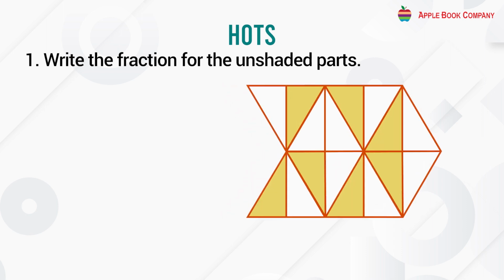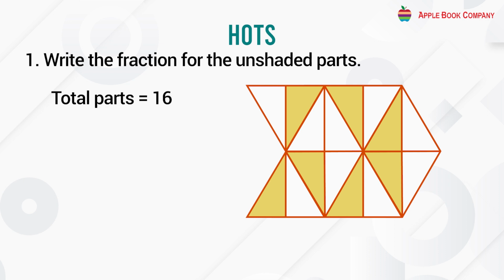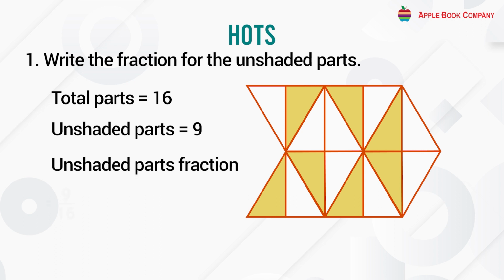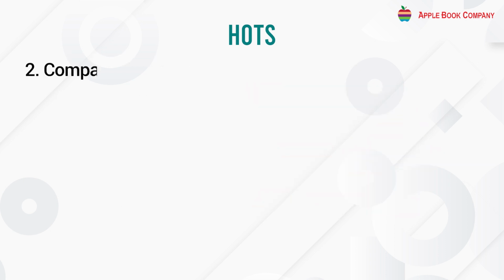You can see a figure on the right side divided equally into many parts, and there are 16 parts. Some are shaded and some unshaded. So the unshaded parts are 9. So the unshaded parts fraction is equal to 9 by 16. Now let's go to question number 2.